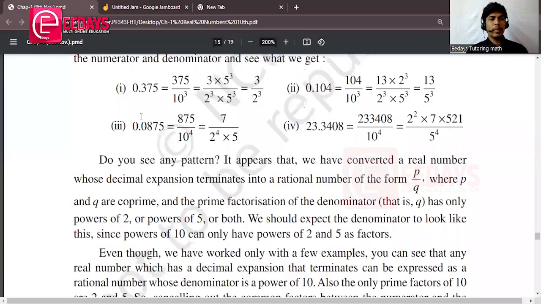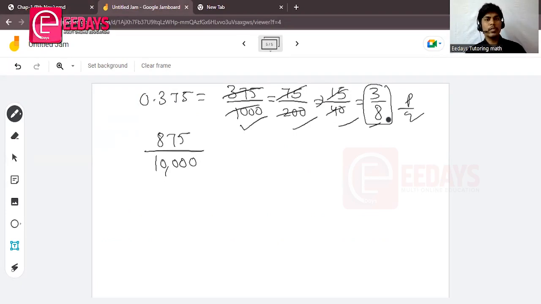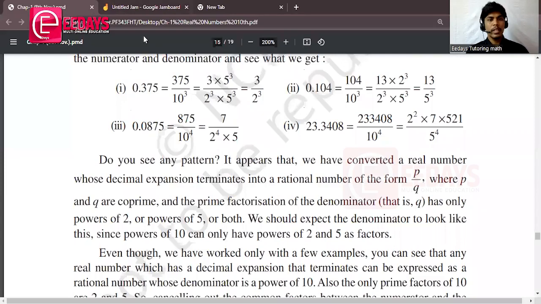What if I give you a big number like 875 by 10,000? How much time does it take? Here we got 3 by 8 after 4 steps. But for 875 by 10,000, how many steps does it take? In that case, there is one method. You need to observe carefully.